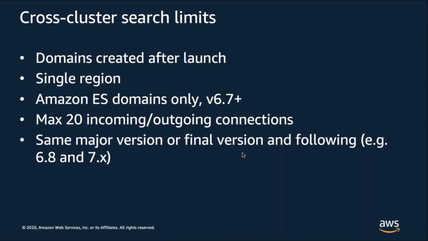We have a maximum of 20 connections per domain. And when you're connecting two domains, they either have to be the same major version, in other words, both 7.x, or it has to be the latest version prior, which in this case would be 6.8, and any version of 7.